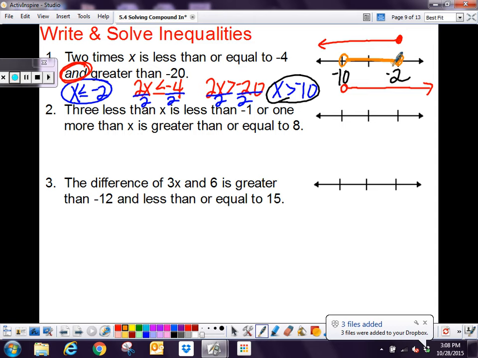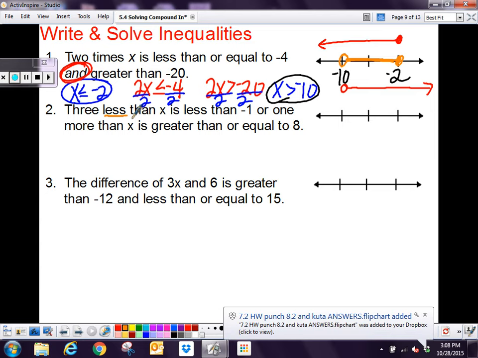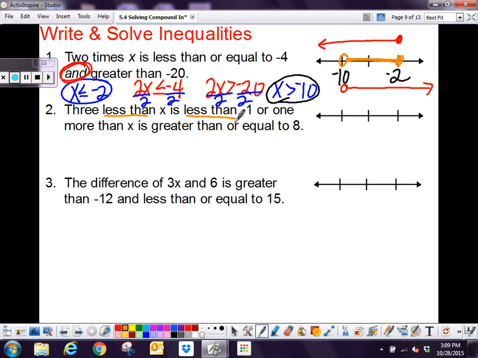All right, number 2. And then we may skip number 3. Number 2: 3 less than x is less than -1, or 1 more than x is greater than or equal to 8. Now notice that we have 2 different places where you see less than. We kind of talked about this in the notes last time, but one of those less thans is going to mean minus. So we have 3 less than x. That's the one that means minus.